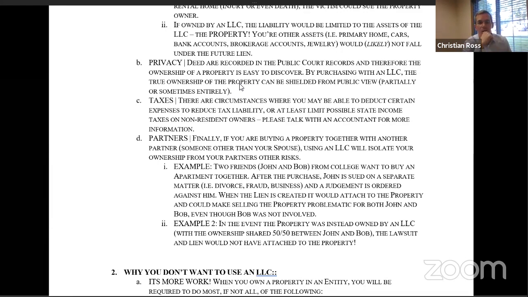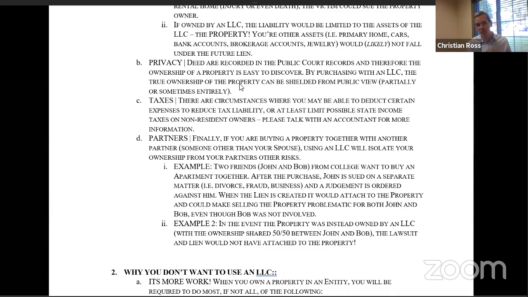Deeds are recorded in public court records, and therefore the ownership of a property is easy to discover. As you all know, we search for the deeds and who the owner is all the time. By purchasing through an LLC, the true ownership of the property can be shielded from public view, partially or sometimes even entirely. The reason we can do it partially or entirely is that you can go on the Georgia Secretary of State site and sometimes find who some of the operators are. It might have the organizer of the LLC listed. It could have the registered agent, but it doesn't necessarily have to show all the owners. It doesn't necessarily have to show any of the owners.